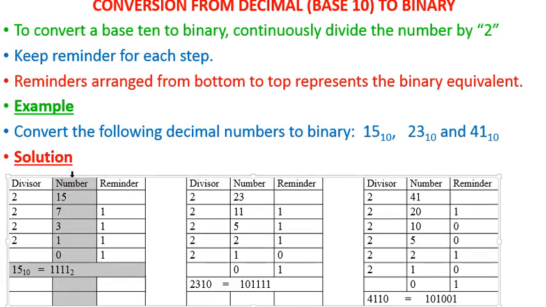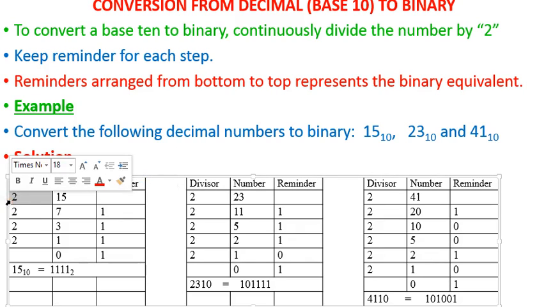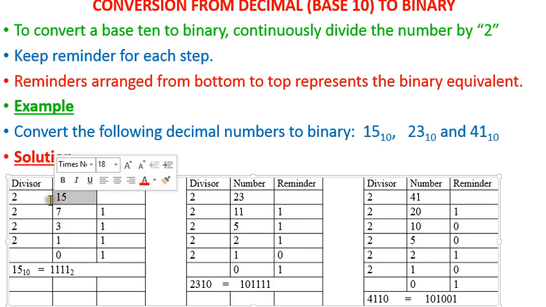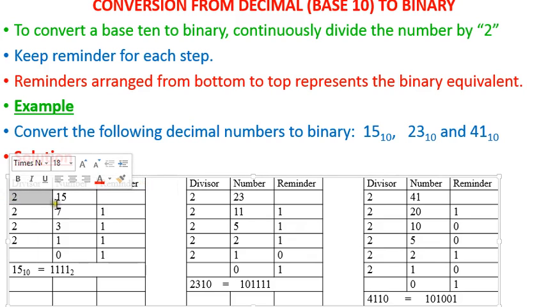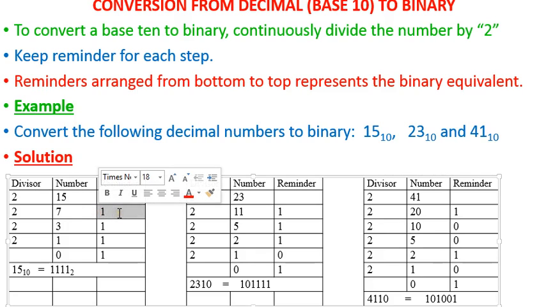If you look at this column, I put my original number, which is 15. And as I said, I want to change it to binary, base 2, so I will now divide it by this 2. Whenever you say 15 divided by 2, you see that 2 will enter into 15 7 times, which is 14. So if you take 14 out of 15, you have a remainder of 1. We keep our remainder here.